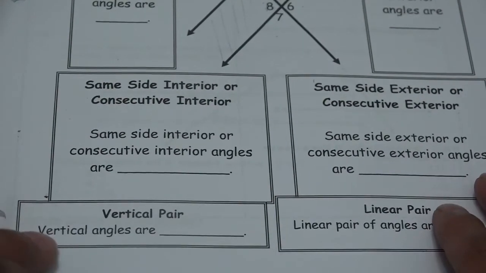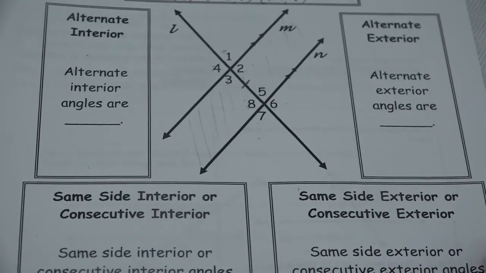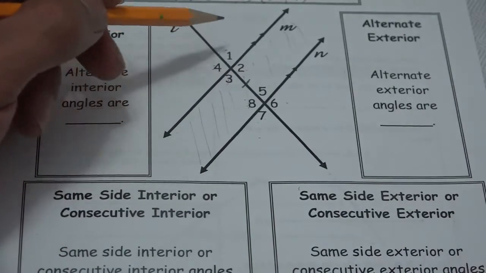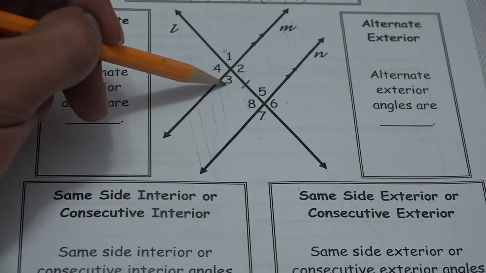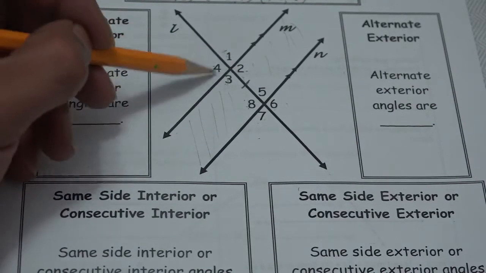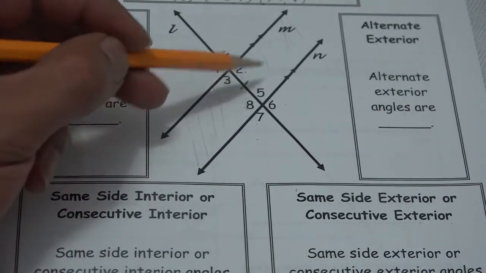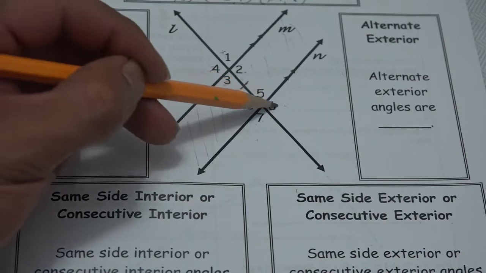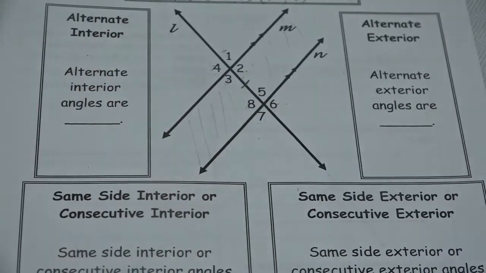Vertical angles. Remember, vertical angles are formed by two intersecting lines, and they are opposite to each other. So 1 is vertical to 3. 4 is the vertical angle of 2. They have the same measure. Same way, 5 is vertical to 7 and 8 is vertical to 6, or 6 is vertical to 8.